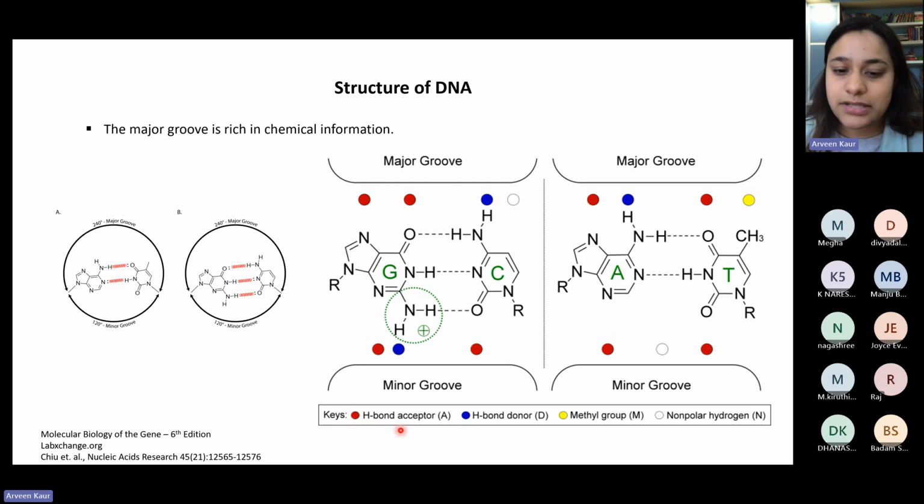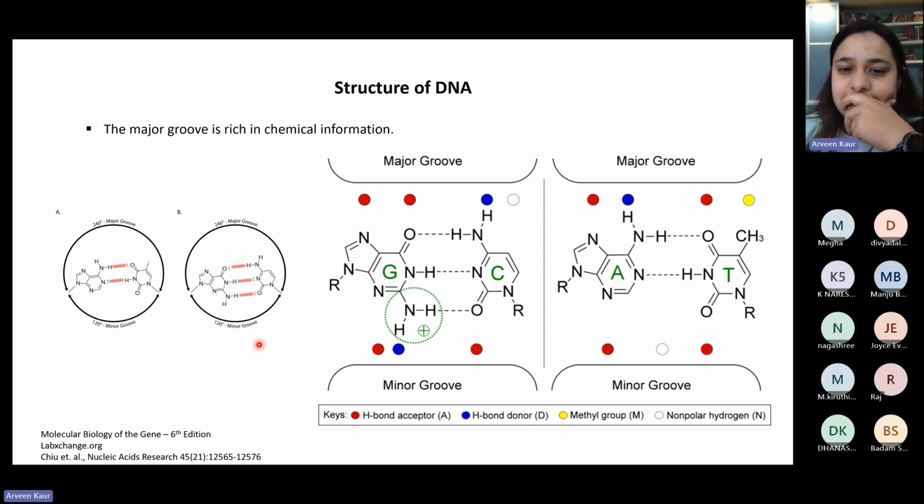The red dot represents hydrogen bond acceptor, blue dot represents hydrogen bond donor, yellow represents methyl group, and the uncolored or white colored dot represents non-polar hydrogen, right? And they have all been given a single letter notation also, that is A, D, M, and N. We will come to that later, and for that, please remember this key, or please understand this key, right?